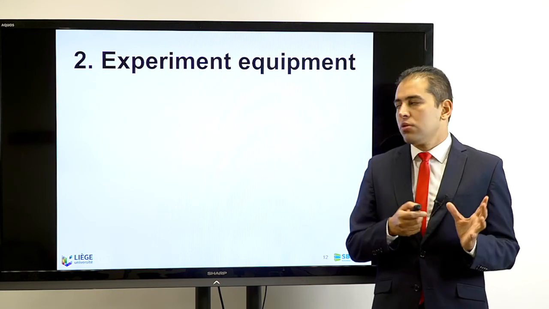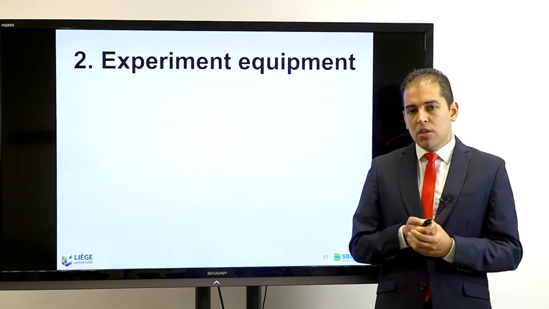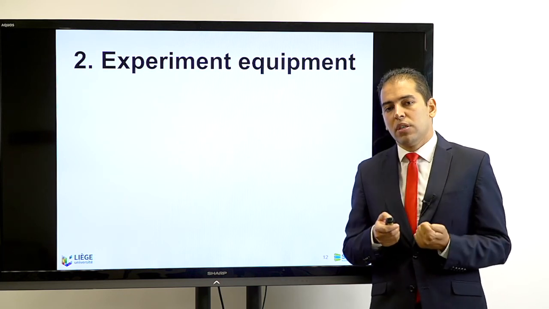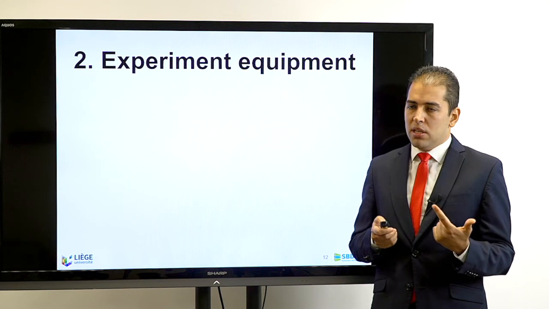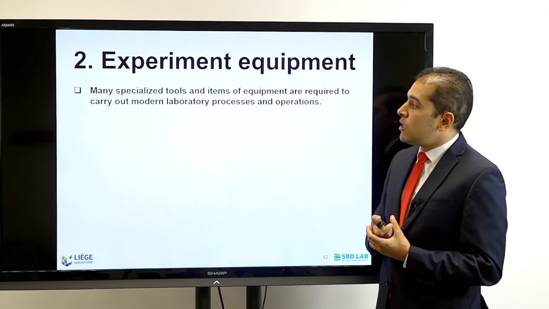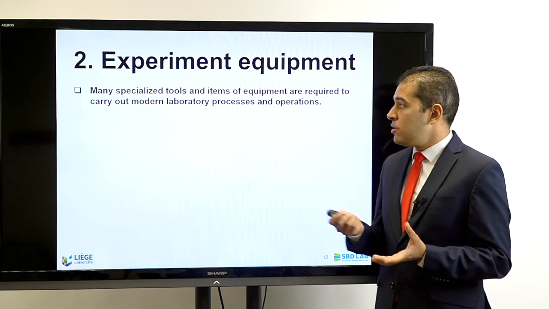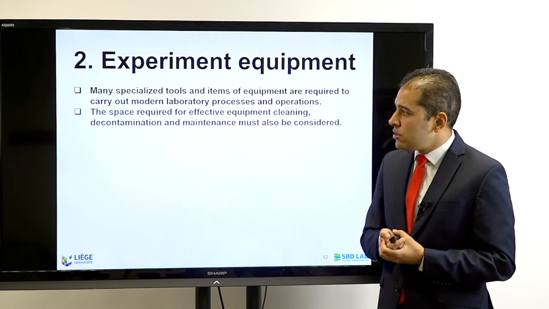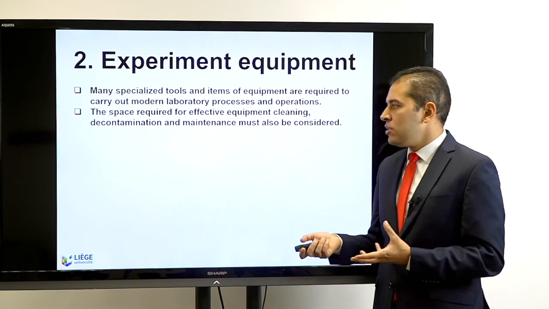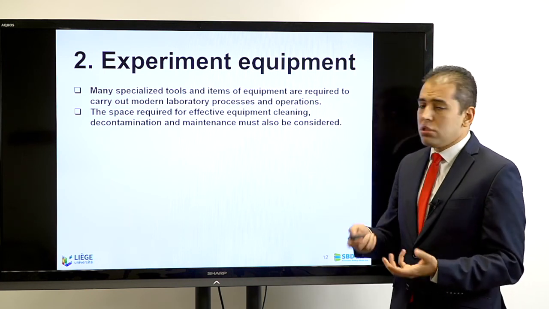Now, what else about experimental research, and what else about this lecture? It's not only about protocols, it's also about equipment. So the 2 things you need to be very aware about to be ready for conducting an experiment: the protocols and the equipment. Many specialized tools and items of equipment are required to carry out modern laboratory processes and operations. So the space required for effective equipment cleaning, decontamination, and maintenance must also be considered.